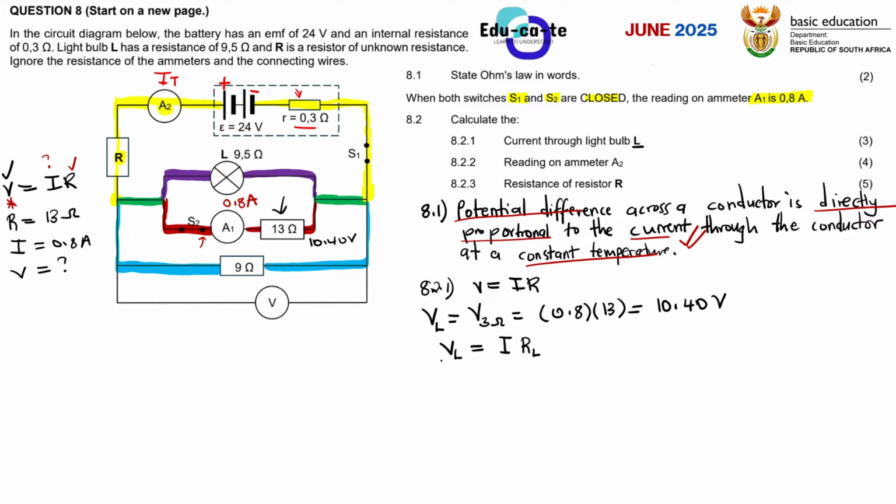So here the voltage of the light bulb, we now know that that is 10.40. So I'll write 10.40 volts. And then the current through it is the one that I'm looking for. The resistance of the light bulb is 9.5 ohms. So now if I just divide both sides by 9.5 here, I will get that the current through this light bulb is going to be equal to 1.09. So that's going to be 1.09.